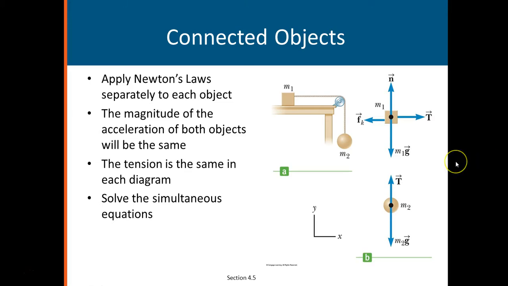Connected objects, and we've seen a couple of these now. But this is a very typical problem, this table with one object on top, one object on the bottom. We will do an example like this. But the first thing that you want to do is draw a free body diagram for each object. So this one is for object 1.